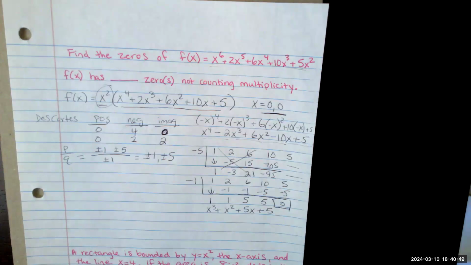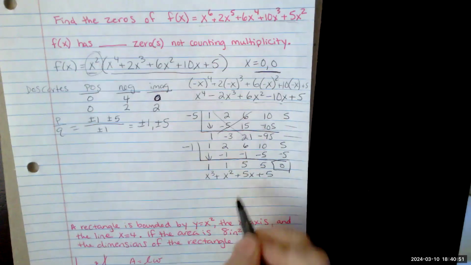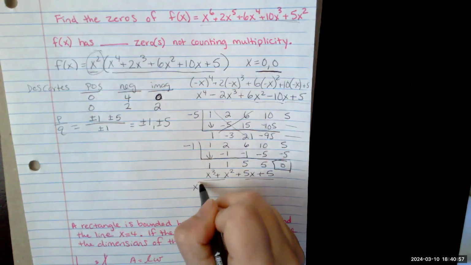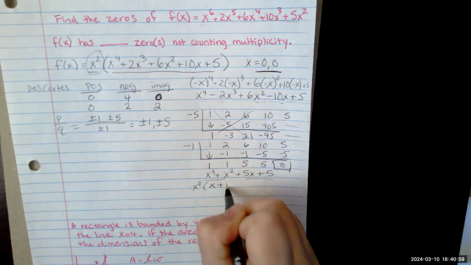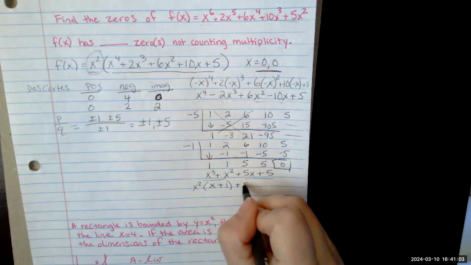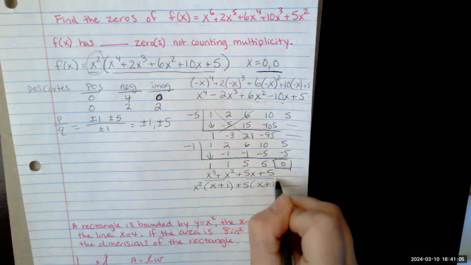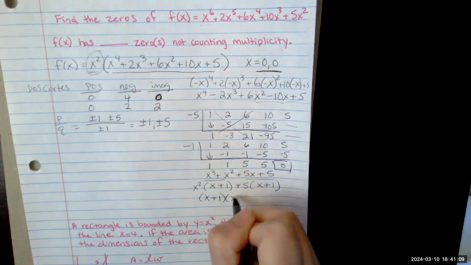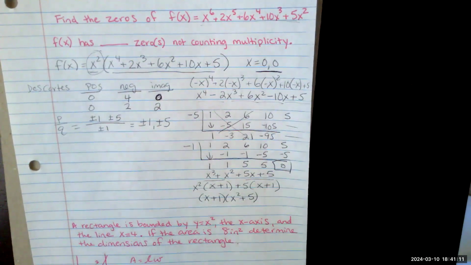And it looks like I could probably factor this, right? Because I can do grouping. So I can take an x squared out of the first two, leaves me with x plus 1. I can take a 5 out of the next two, also leaves me with x plus 1. So I get x plus 1 and x squared plus 5.